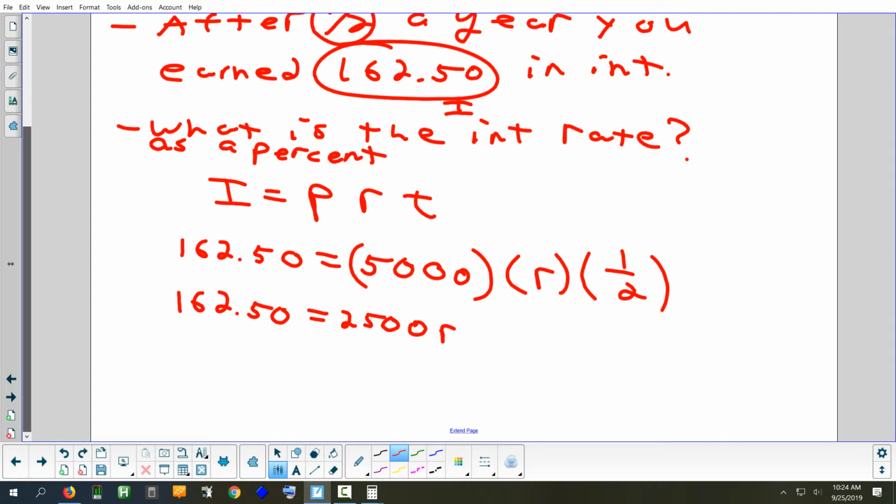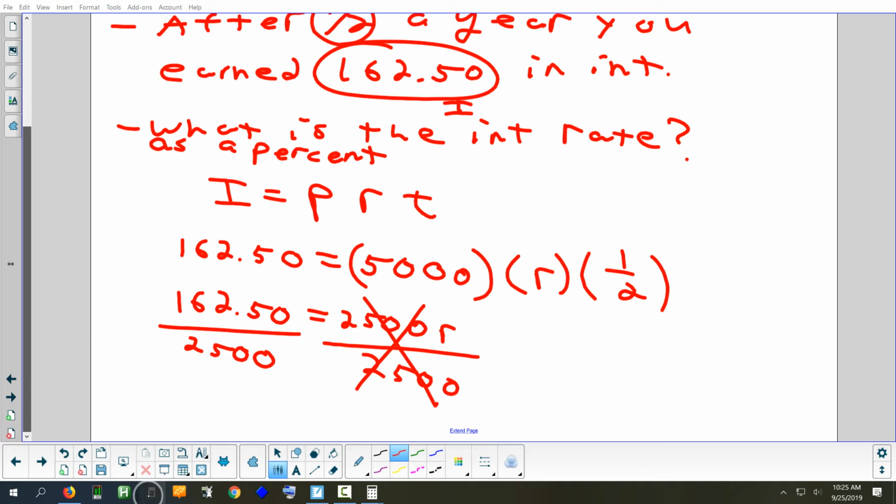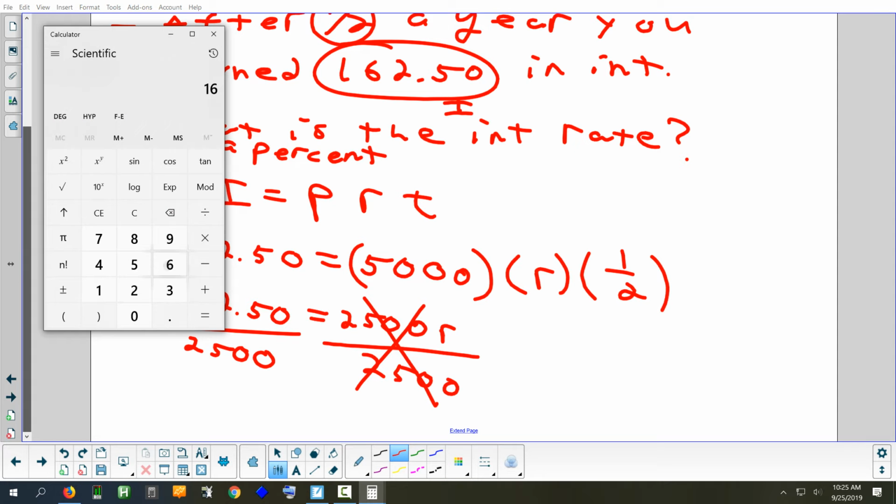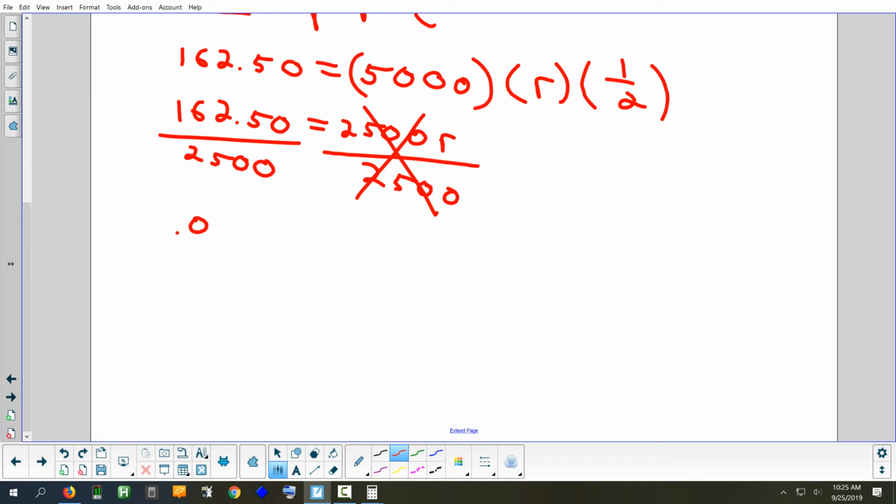Now, my last step to get R by itself. That's my last step. Divide by how much? 2,500. Perfect. Divide by 2,500. That's gone. Now, what are we going to need to finish that? A calculator. Yeah, we're going to need a calculator because that's hard to do. So let's bring up the calculator, 162.50 divided by 2,500. 0.065. Is that a decimal or a percent?